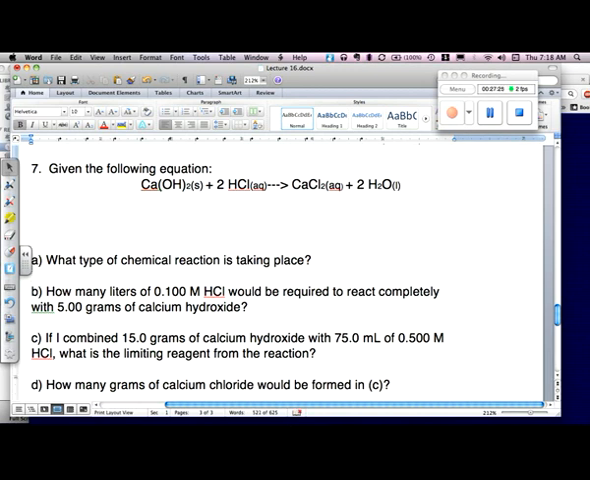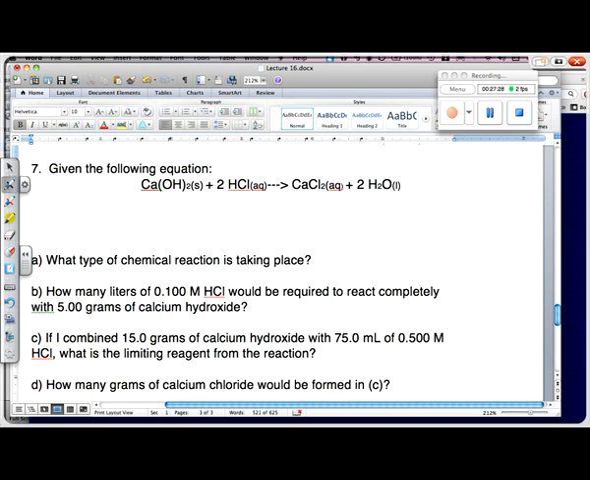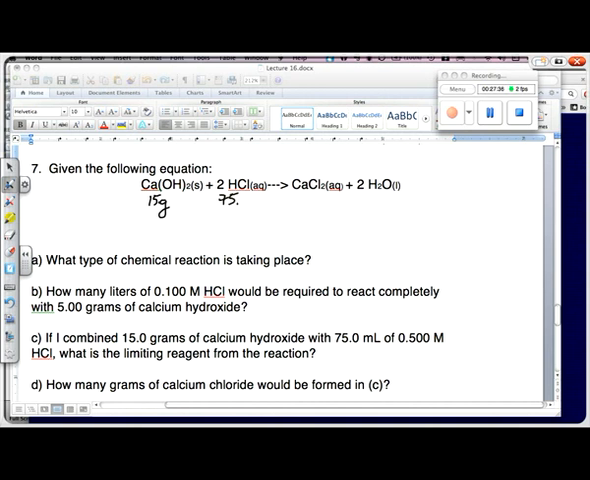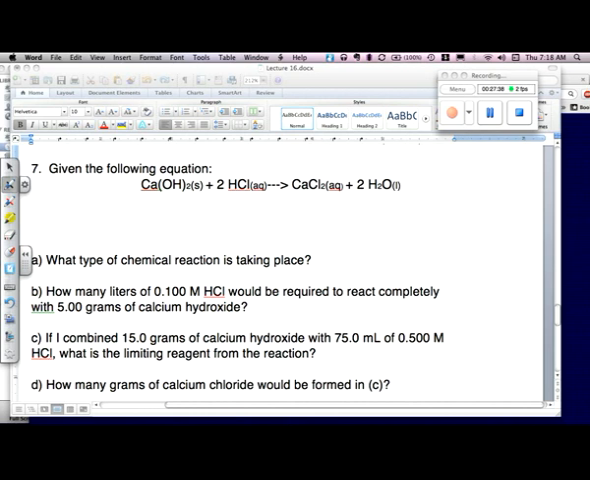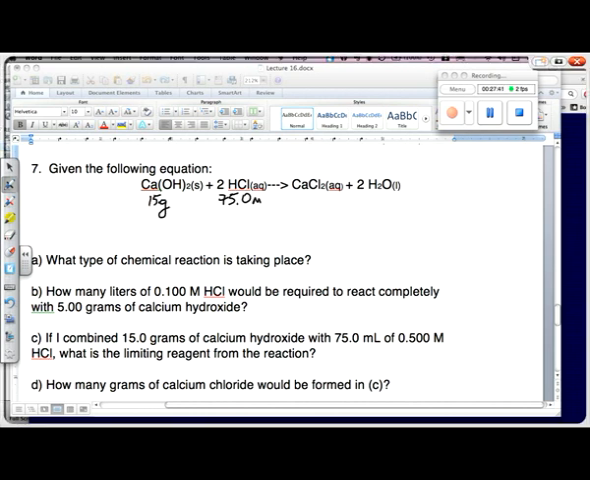Okay, so if we combine 15 grams of calcium hydroxide with 75 milliliters of 0.5 molar HCl, what is the limiting reactant? Reagent's another word for reactant. So what do I have to do in order to determine that? I have to put them both into moles. So pause and give that a try.